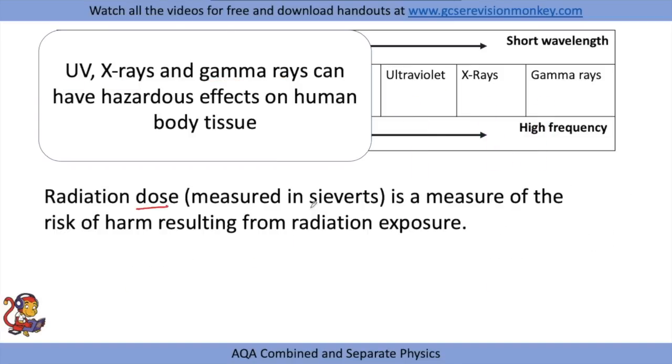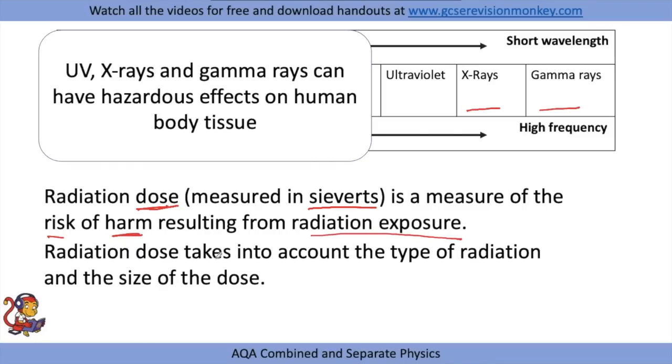Radiation dose is measured in a unit called sieverts, and it's a measure of the risk of harm resulting from radiation exposure. And it's useful in hospitals because there will be doctors and nurses and other staff members that work in areas where there are, for example, lots of X-rays or gamma rays, or patients might need to have lots of X-rays or treatment involving gamma rays, and you need to know how the radiation dose is going to affect you and what the risk of harm is.